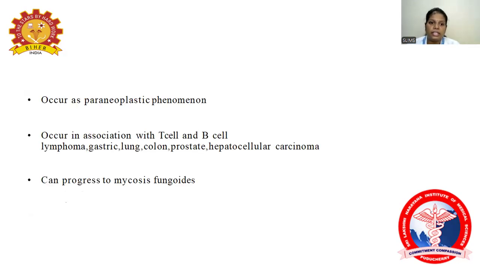It can occur as a paraneoplastic phenomenon, in association with T cell and B cell lymphoma, and gastric, lung, colon, prostate, and hepatocellular carcinoma. It can progress to mycosis fungoides.